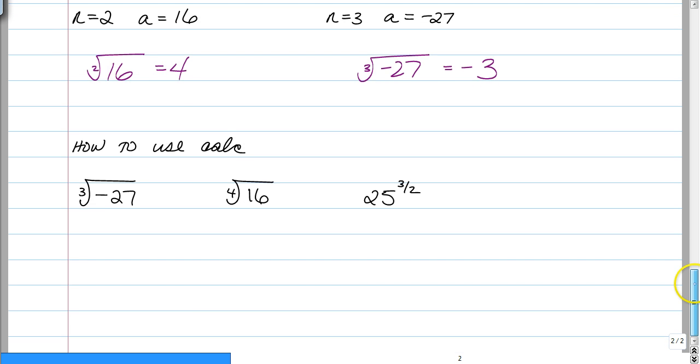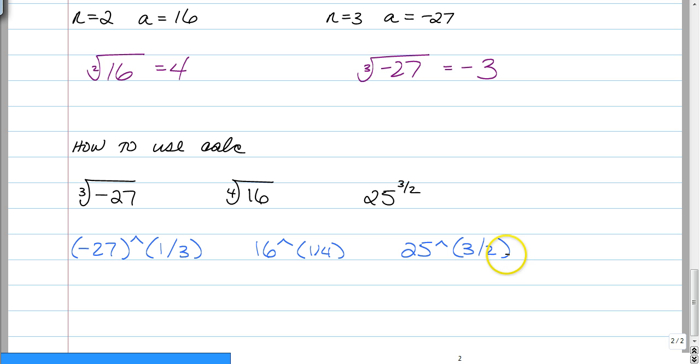So how do you use that calculator of yours? There's a couple ways you can do it, but I'll just show you the easiest way. Take the inside, so you have negative 27, and raise it to the 1/3 power. There is a cube root button, but you have to press the math button. There's no 4th root button, so you have to use another couple of buttons. However, if you remember that radicals are actually exponents of the fraction flavor, all you need to do is use your exponent button. So this would just be 16 raised to the 1/4 power. And this would be 25 raised to the 3/2 power.